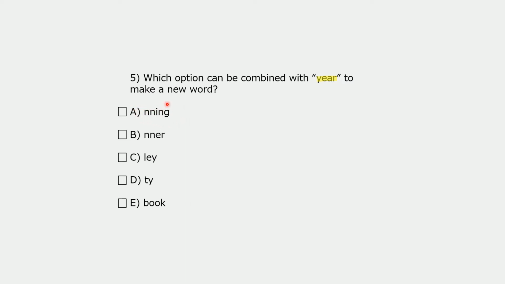But we should know in our spellings that yearning is spelled with one N. Same with yearner. Then we've got yearly, but we know that there shouldn't be an E. Yearty, I'm not sure that's a word. And then E is yearbook. Now let's think. What do we have at the end of our year? A yearbook, telling us what we've done throughout the year. So option E is correct.